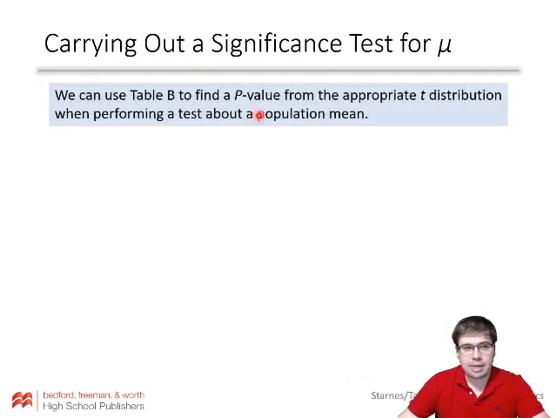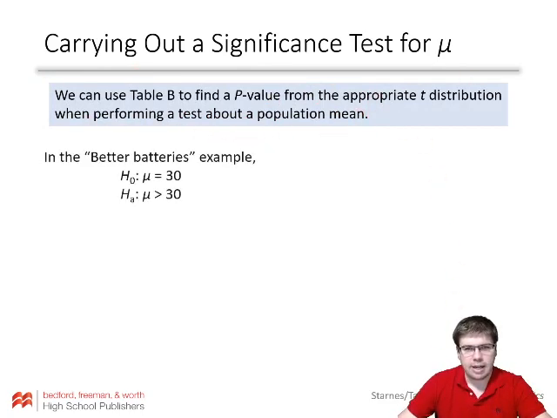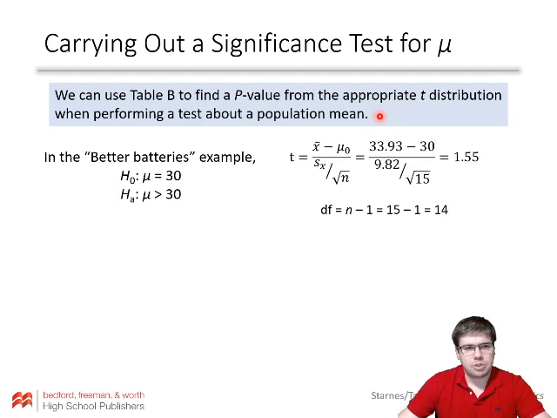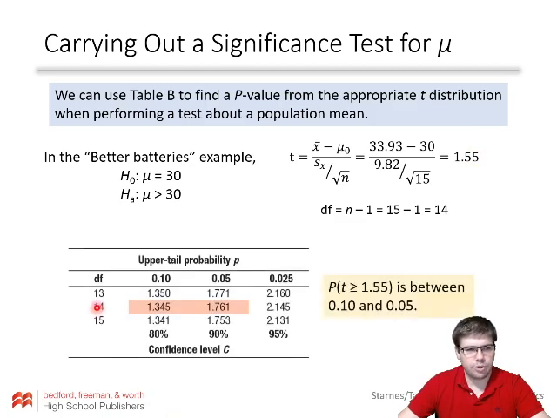So we can use table B to find a p-value from an appropriate t-distribution when performing a test about a population mean. So in the better batteries example, the null hypothesis is that the mean equals 30. The alternative is the mean is greater than 30 because these batteries are better. That's what we're trying to find evidence for. So we have a sample statistic here, x bar minus that 30, and we divide that by the standard error. Ultimately, the standard deviation of the sample was 9.82 over square root of 15, and we get this 1.55, but that is a t-test statistic. Our degrees of freedom, since we had a sample of size 15, is 14. And so what we would look up in that row is the 14 row for the degrees of freedom.